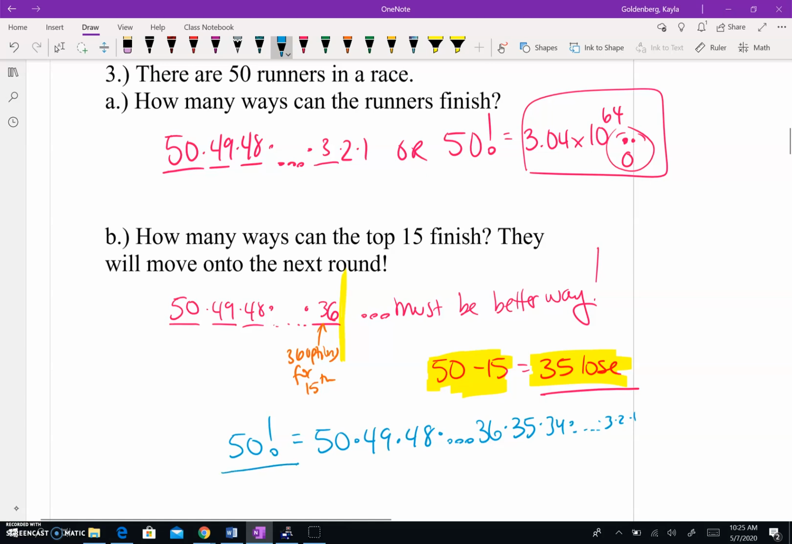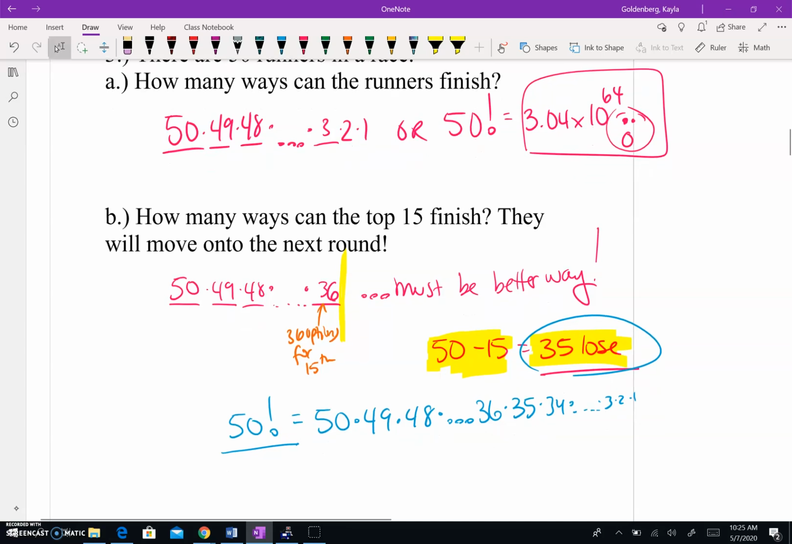If I divide that by, remember, I don't care about the 35 losers. I don't care what order the 16th, the 17th, the 18th, all the way through the 50th are. So those 35 people, I really don't care what order the 35 people who are losing are in. I only care about the 15 people who are winning. And remember, this is kind of that crux point. That's the last person who is let in, and there are 36 options for them.